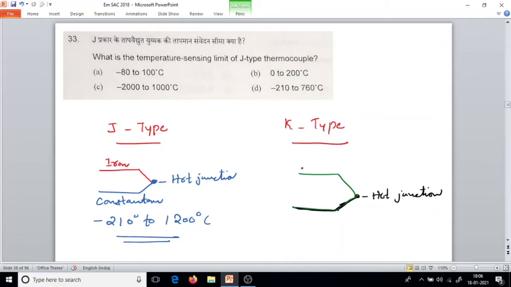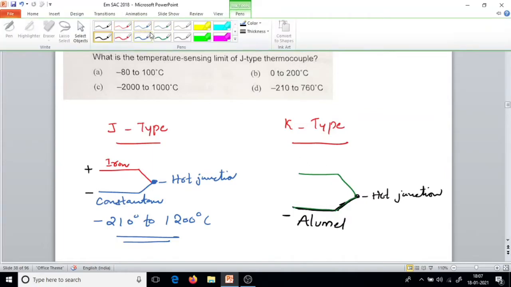And one is called chromel. This is chromel. Okay, this is alumel. There will be a polarity also, negative and positive. This is negative. This alloy is alumel, and this alloy is chromel.